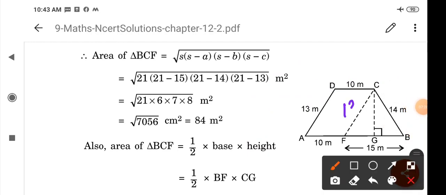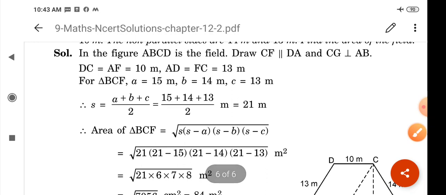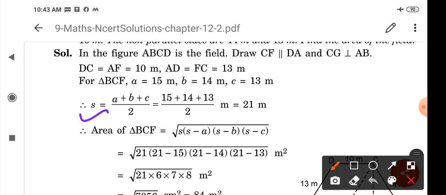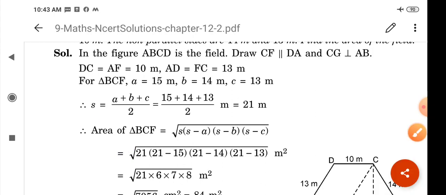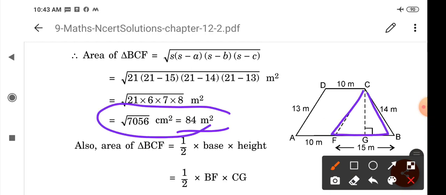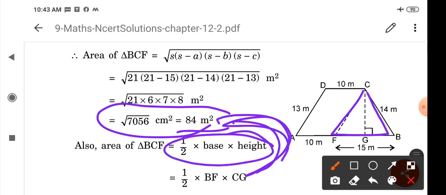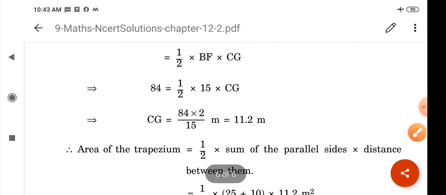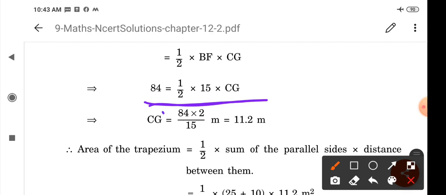So you can see that if you see this figure carefully, this is 13 centimeter. So first we will find out the area of CFB. So we will apply Heron's formula, and you can see that we have applied Heron's formula for that. First the semi-perimeter, then the area. So the area of BCF is 84 centimeter square, you can see that. But you can find out the area of the same triangle with another formula also, which is half base into height. But these two areas will be equal to each other. So we will make both the areas equal. You can see that we have made both the areas equal. And finally we get the height CG, which is 11.2 centimeter.